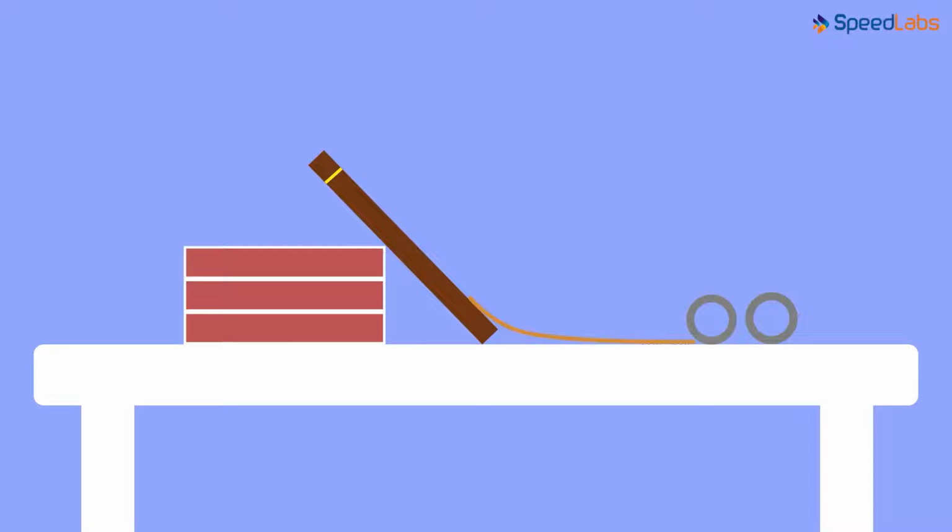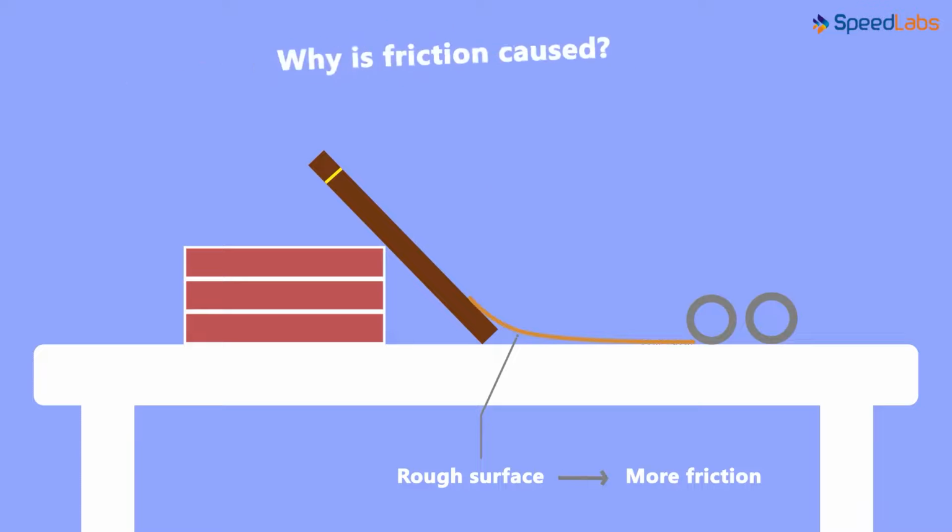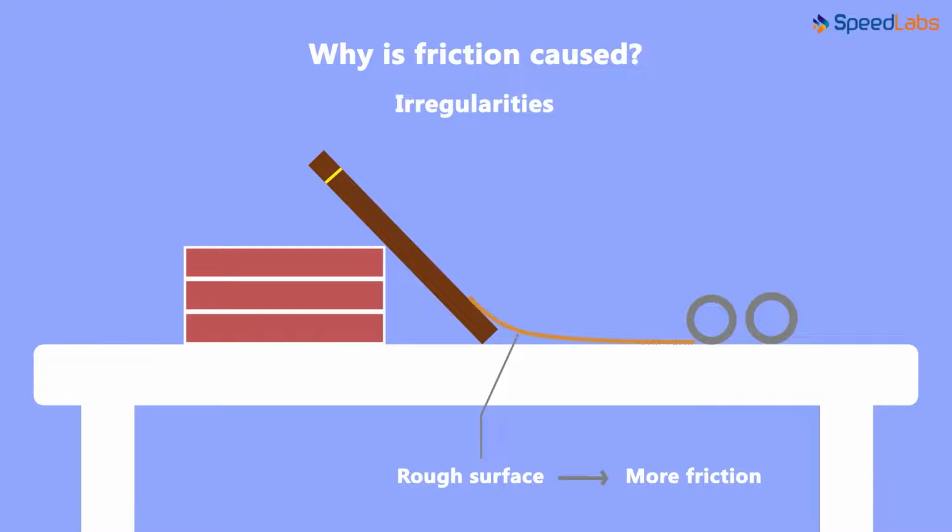And you probably know why. The surface on which the object rolled was rougher in the second case. And clearly, the force of friction was more. Why is friction caused though? It is caused due to the irregularities on the 2 surfaces in contact.